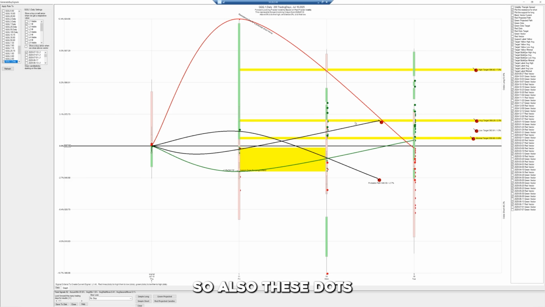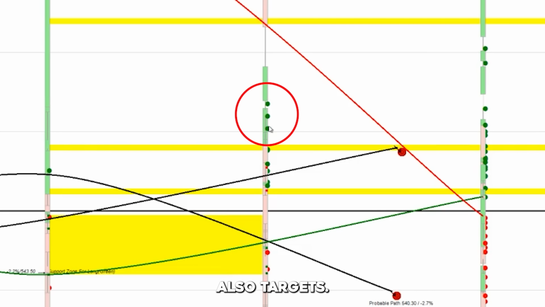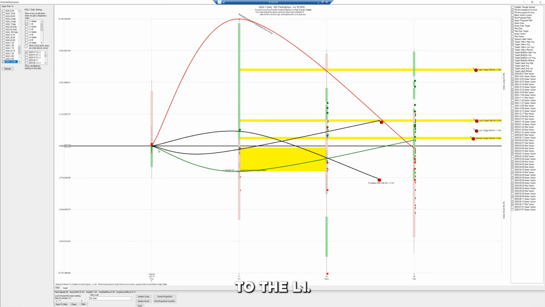So also, these dots right here, I want to talk about these dots. These dots are also targets. If you mark them on your chart, these dots right here are the previous 200 days closes in respect to the L1. So these can also be used as targets, if that makes sense.